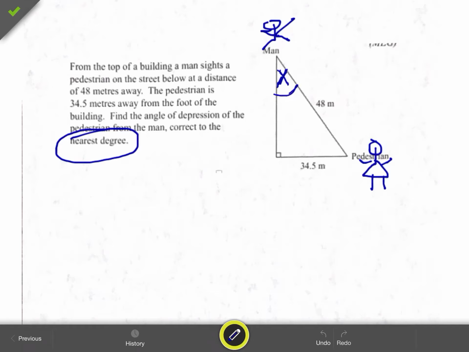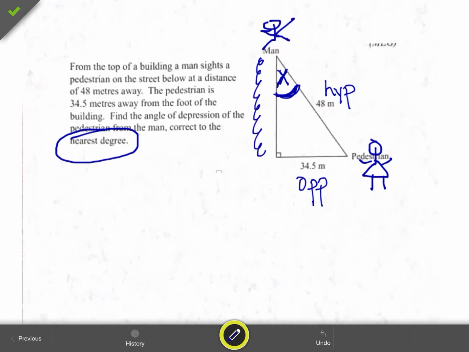So angle of depression would be up here, so I'm going to mark my angle. We're looking for this angle right here. We label the two sides. We got 34.5 and 48. The 48 is my hypotenuse. It's across from my right angle. 34.5 is across from my angle. So remember, another word for that is opposite.